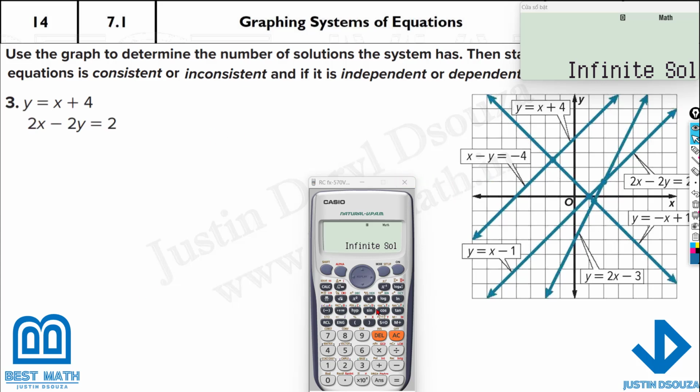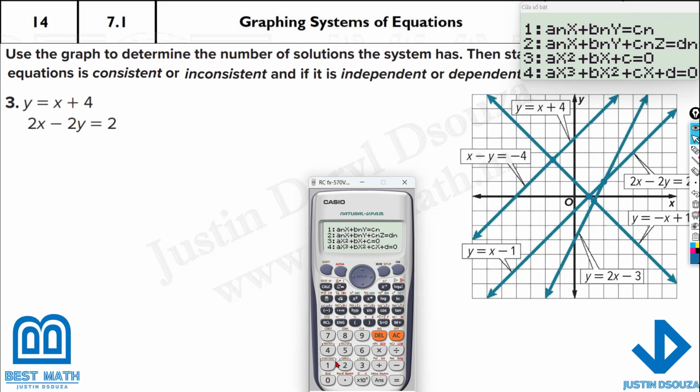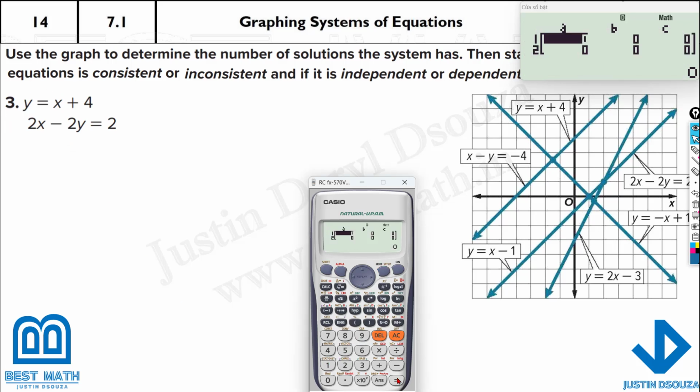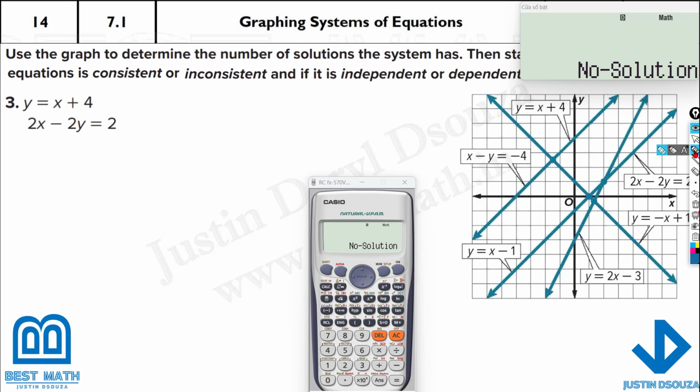What about this one here? Let's try mode 5 1. I'll take x to the other side. It'll be minus 1, 1 and 4. And here it is 2, minus 2 and positive 2. So the answer is no solution. That means they are parallel to each other.